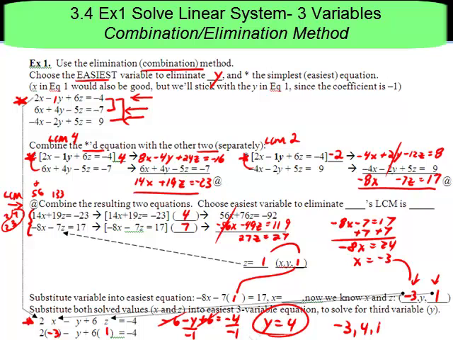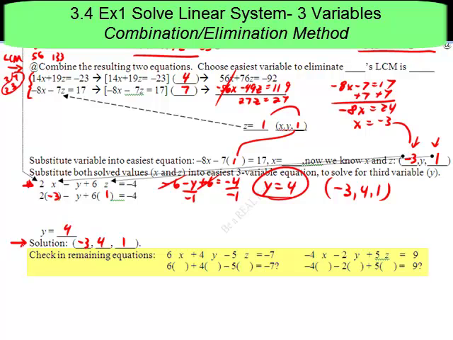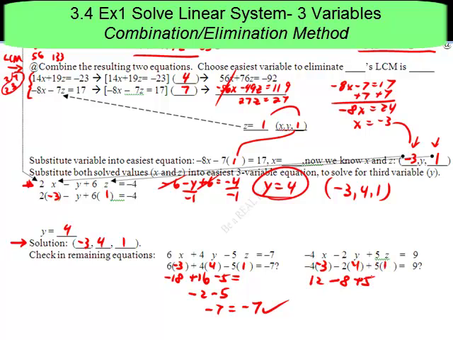-3, 4, 1. Make sure it's in the right order. Substitute in, make sure it works. So y is 4. We said it's -3, 4, 1. We're going to substitute in the x, y, and z we think works. -3, 4, and 1. -2 minus 5 is -7 equals -7. That one works. And we're happy. So our solution is -3, 4, and 1.